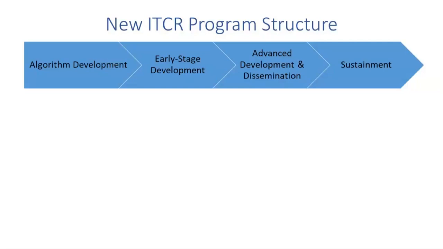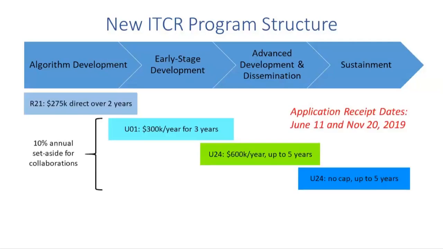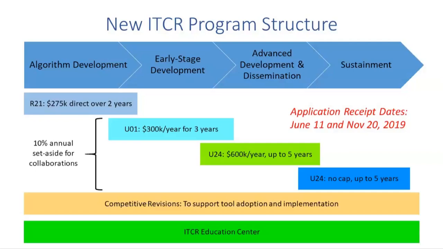The evaluation committee recommended that ITCR continue to support informatics technology development through the mechanisms we had funded through program announcements and that we are now continuing to fund through RFAs. In addition, they suggested we add components to better enable the adoption and implementation of these technologies within the cancer community. And based on those recommendations, we're adding 2 new components to the program. That includes competitive revision opportunities to support the adoption and implementation of ITCR technologies, as well as standing up an ITCR Education Center.